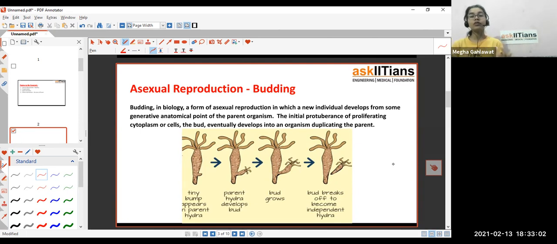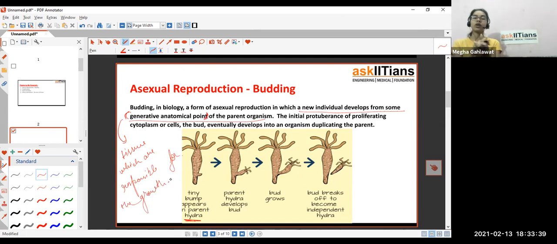The example you're seeing right here is of a hydra. Whenever we are talking about budding, I just explained everything, so we'll be moving forward with the key points. The new individual develops from some generative anatomical point. Generative anatomical point means the tissues which are responsible for the growth. Getting my point there?